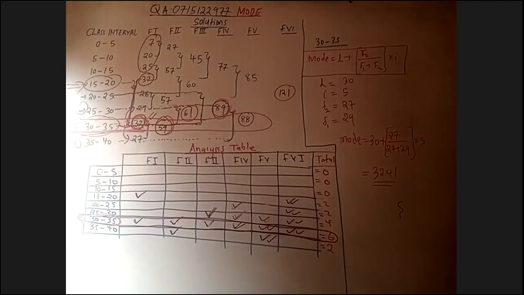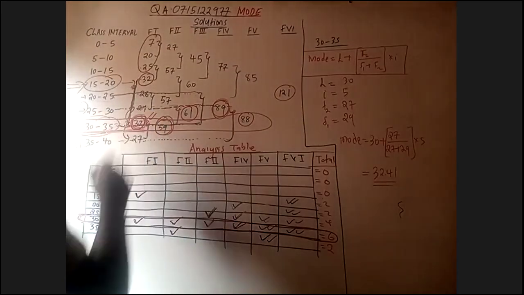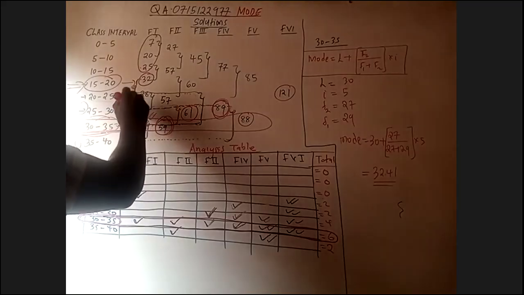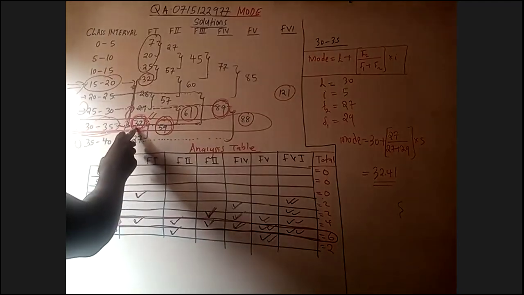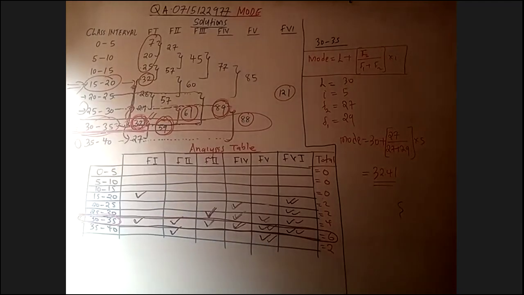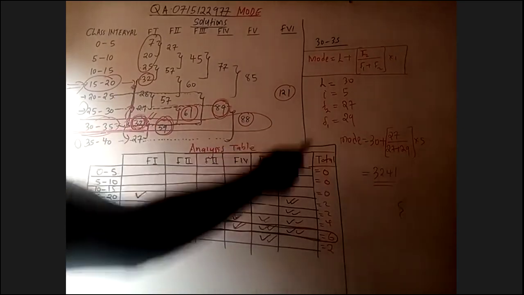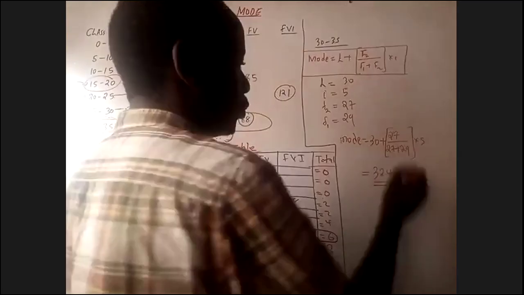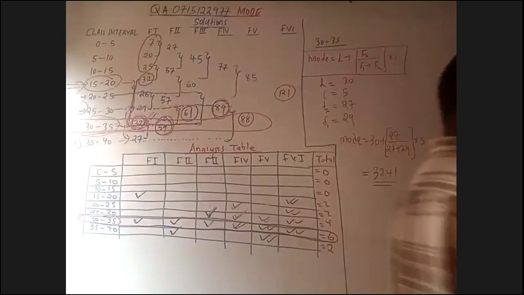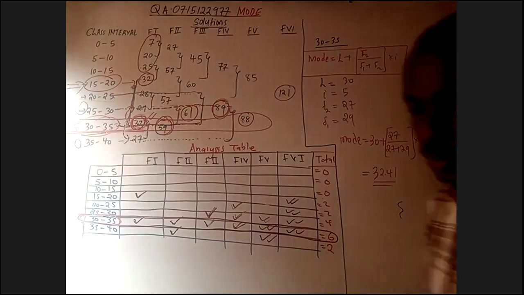That one is okay. For our F2 and F1, you look at the interval. For the frequency, you pick the original one, that is our frequency for the model class. Now, the one which is above our frequency, which is 29, is our F1. Then the other one which is below is our F2. Then you input that into the formula. And that marks the end of mode class.